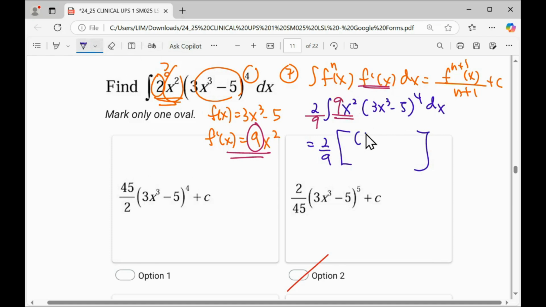We are in the pattern. This formula will bring you power plus 1 over new power. So power 5 over 5 plus c. So you conclude out 9 times 5 will give you 45.